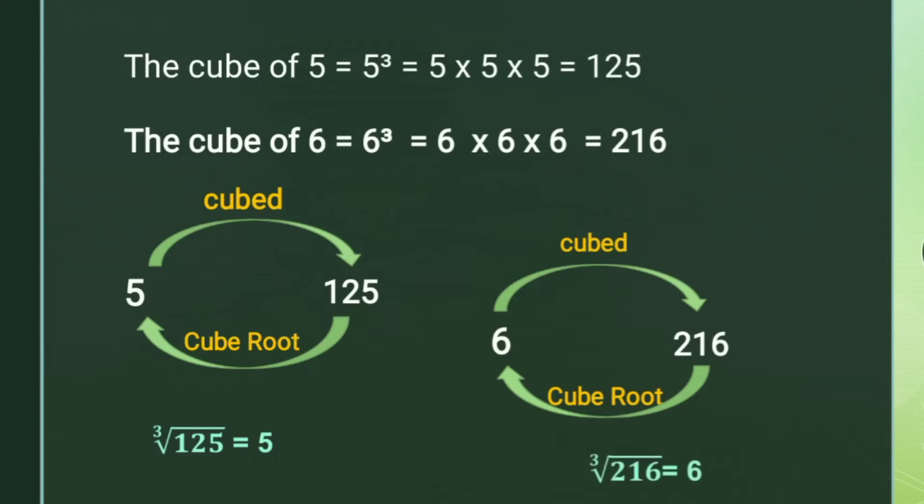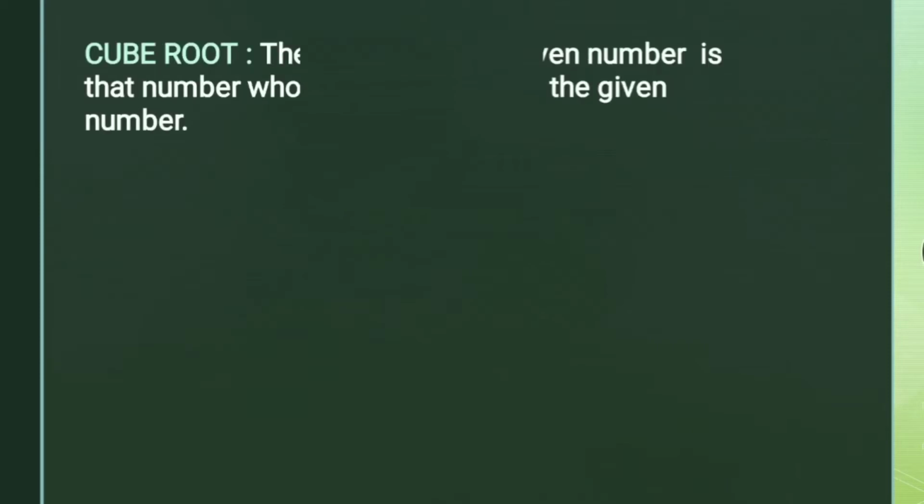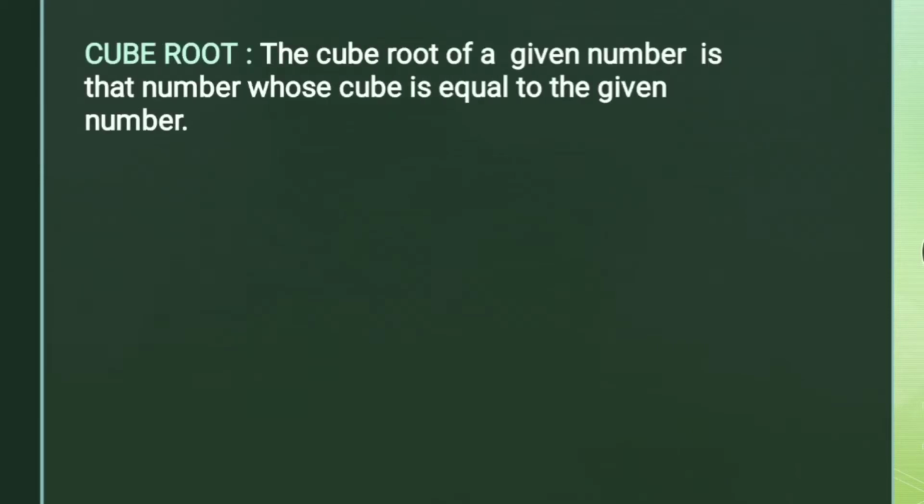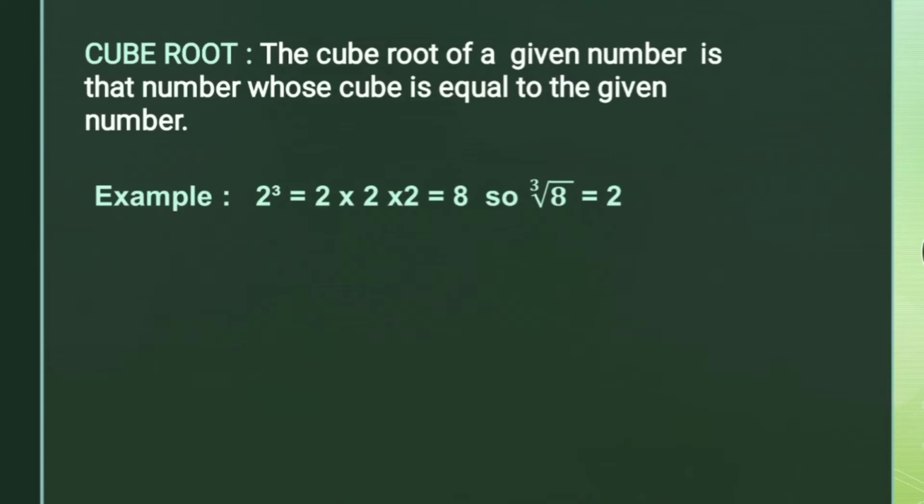Understood? Good. So, we can define cube root as: the cube root of a number is that number whose cube is equal to the given number. For example, 2 cube is equal to 2 into 2 into 2 is equal to 8. It means that cube root of 8 is 2.